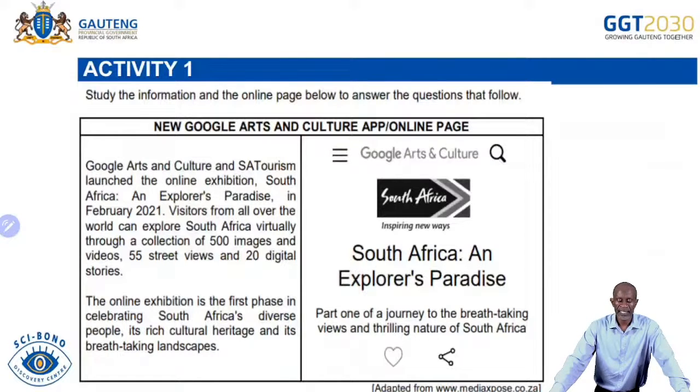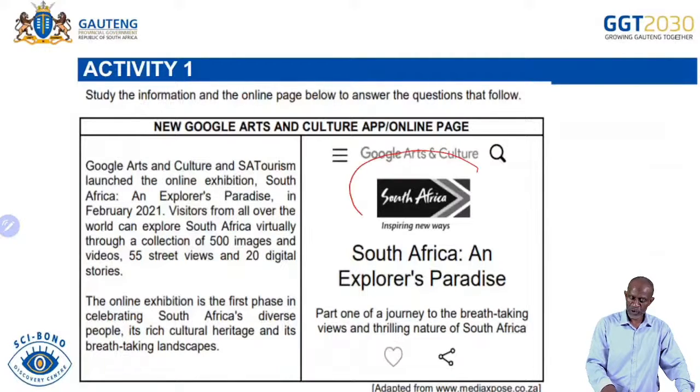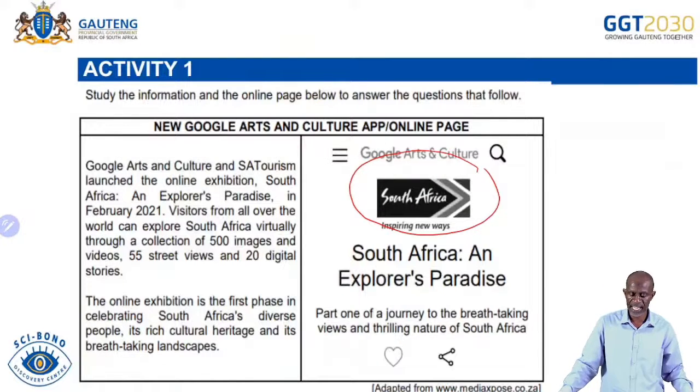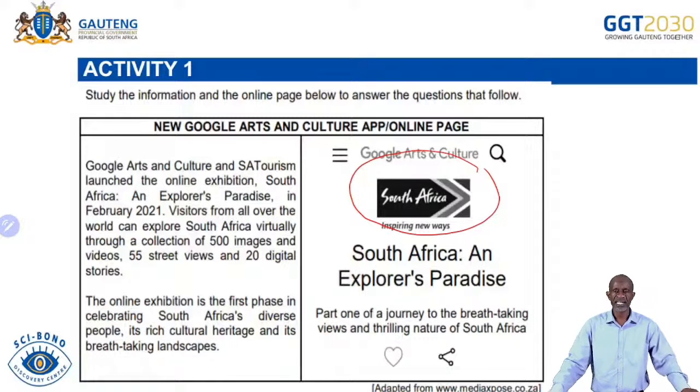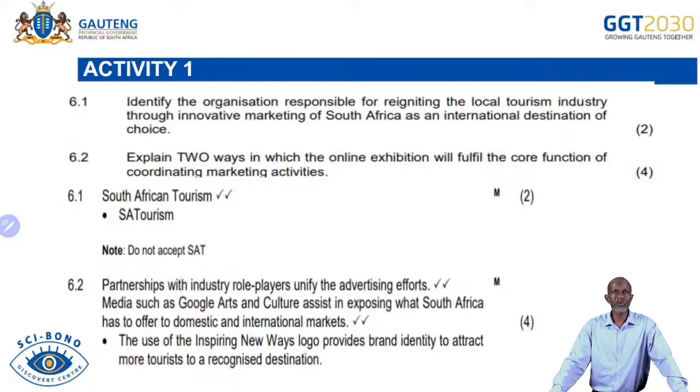It's entitled the New Google Arts and Culture App online page. As you can see, it has the South African brand logo here. And it says South Africa an Explorer's Paradise. That in itself is eye-catching, and the rest of the information I'm sure you have read so that you are in a position to respond to the questions based on this. Activity 1.